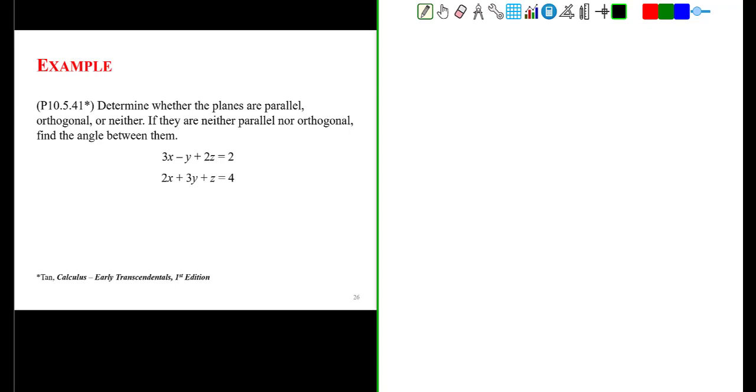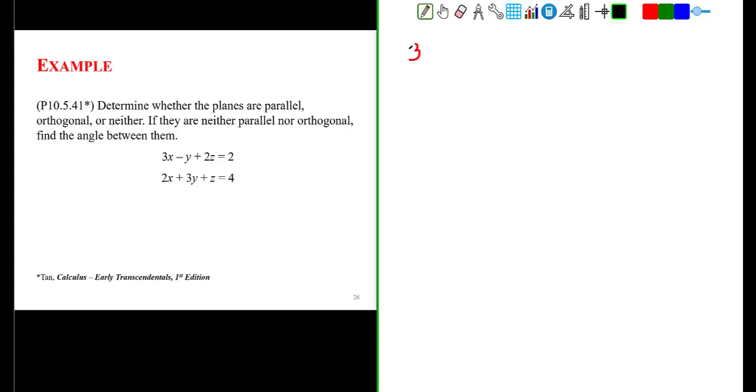Determine whether the planes are parallel, orthogonal, or neither. If they are neither parallel nor orthogonal, find the angle between them. We are given two equations of planes.